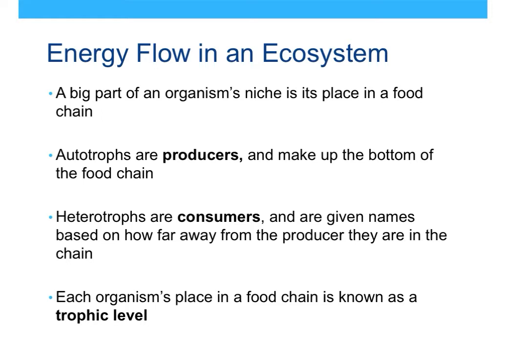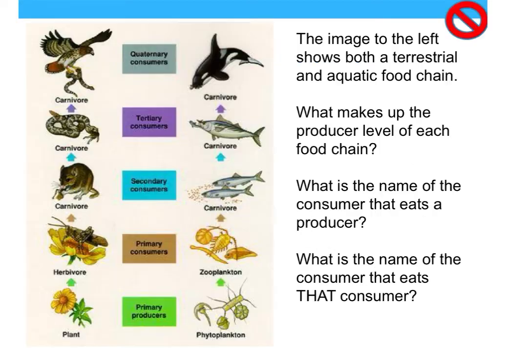So you have primary consumers, which means they are the first one to eat the producers. Secondary consumers means they eat the primary consumers. Each organism's place in a food chain is known as a trophic level. So you have the first trophic level, second trophic level, third trophic level, fourth trophic level, etc.